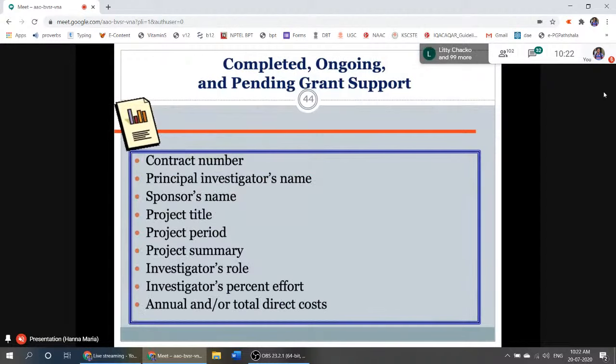Many funding agencies have their own format: the project number, PI's name, sponsor's name, etc., for the completed, ongoing, or pending project proposals. Next one, please.